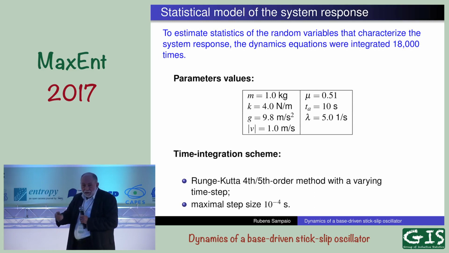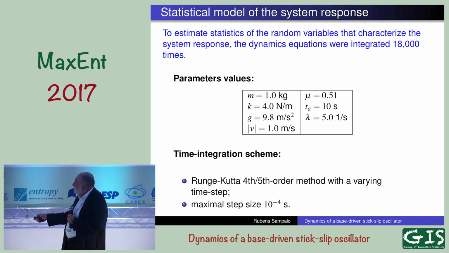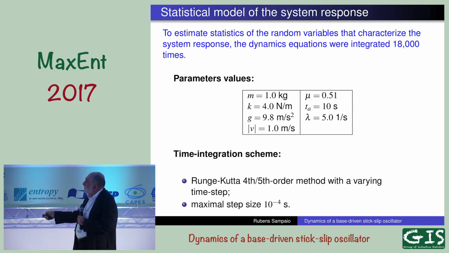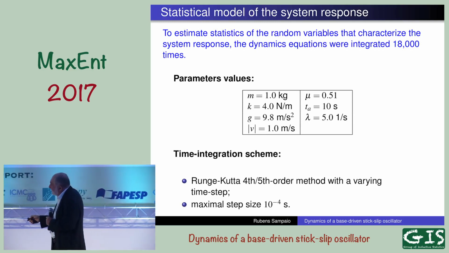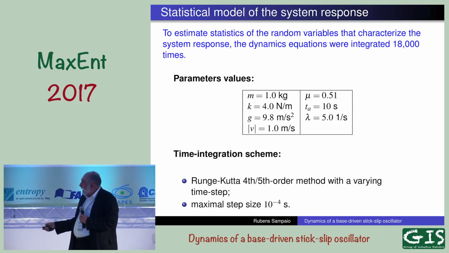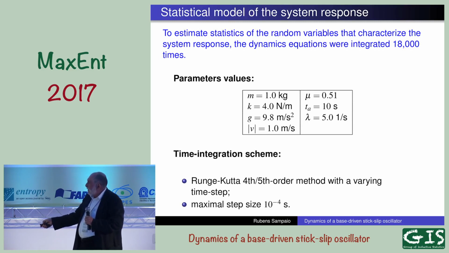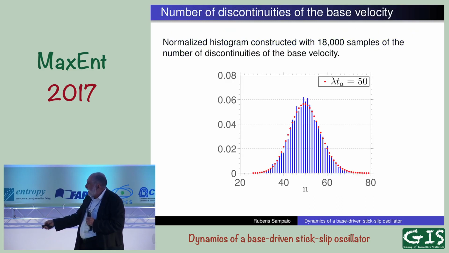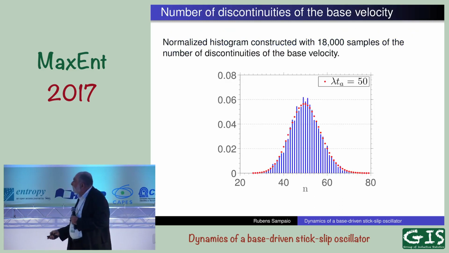That means I am going to integrate the equation during 10 seconds. Lambda, I am going to use, in this first part of the presentation, 5. So 5 is my first choice, and I'm going to show you this. And for those who care about the numerics, I'm going to use Dormand-Prince fourth and fifth order, with variable time steps. I need this because if lambda is too high, I have to use this. And my maximum step size is 10 to the minus 4th.